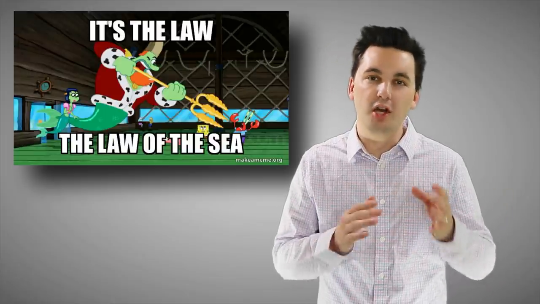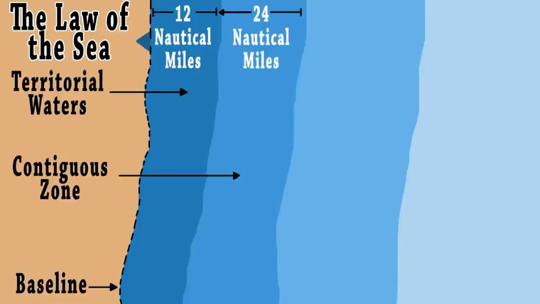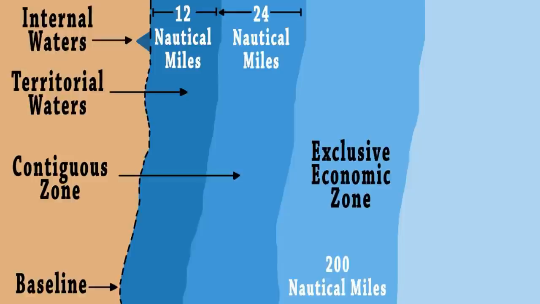In this zone, countries are allowed to pass laws that regulate the passage of ships from other states. The next zone is the contiguous zone. This is between 12 and 24 nautical miles from the shore. Here, a state may enforce laws concerning pollution, taxation, customs, and immigration. The last zone is the exclusive economic zone, or EEZ. This is between 24 and 200 nautical miles.